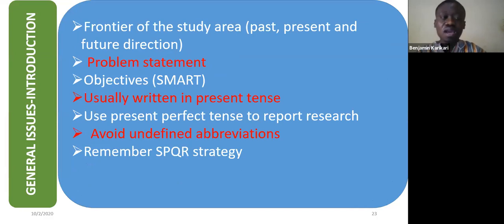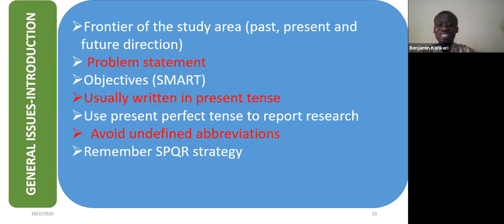Introduction. Introduction basically gives the frontier of your study area. That is the past progress, the present, and the future direction. So introduction tells how much a student or a scholar has read. If we write any scanty introduction, it gives general information about you, probably how lazy you are or how you are not current in your field of study.